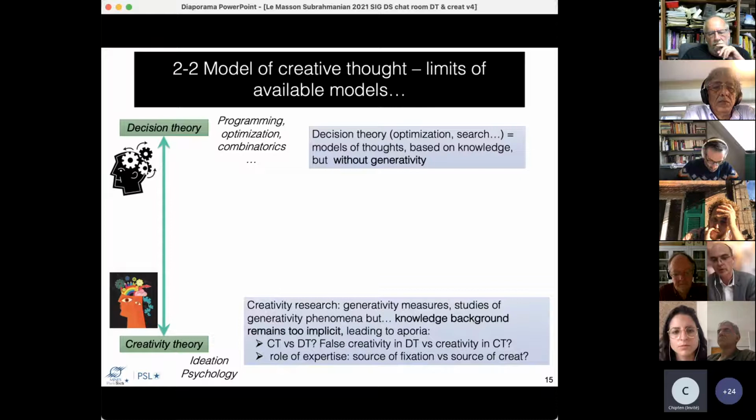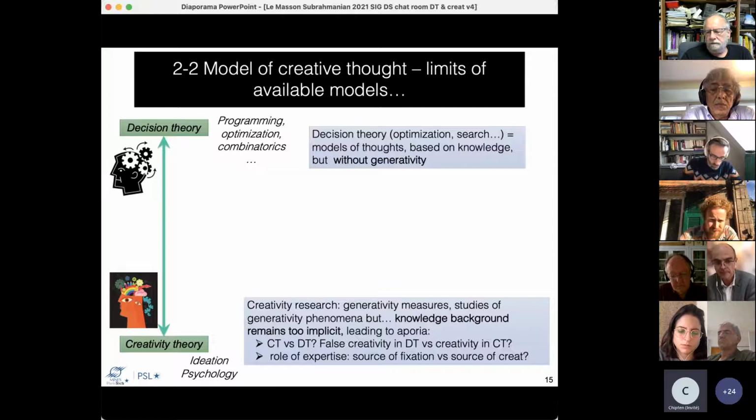There are interesting generativity measures, interesting studies of generativity phenomena, but the knowledge background is always implicit, leading to some contradictions or aporia. For instance, a very famous distinction in creativity research is the distinction between convergent thinking and divergent thinking, but there might be some kind of false creativity in divergent thinking, as long as you forget to consider some general physical principles, for instance. On the contrary, you could have very interesting creativity in convergent thinking if the convergent designer is able to find an interesting technical solution to a crazy idea. So finally, this distinction is not self-evident because of the knowledge background.